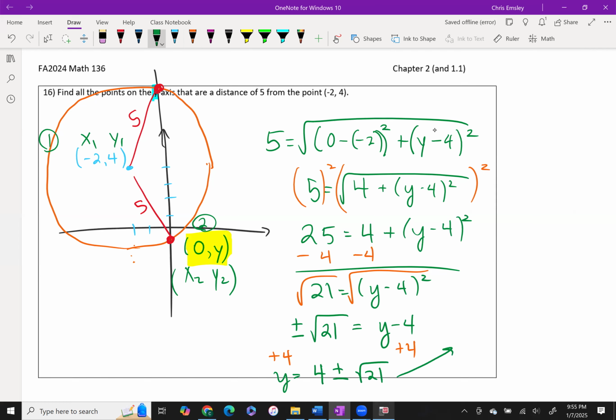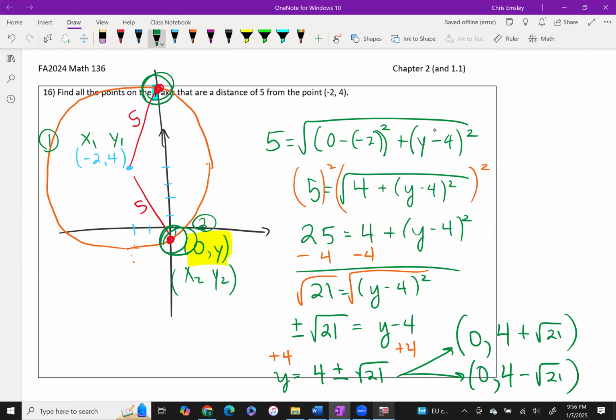Okay. If we were to write that as ordered pairs, it's 0 and 4 plus the square root of 21. There's one of our points. And 0, 4 minus the square root of 21. So again, we found these 2 points, 2 answers, 2 points. And there it is. And that is section 1.1.